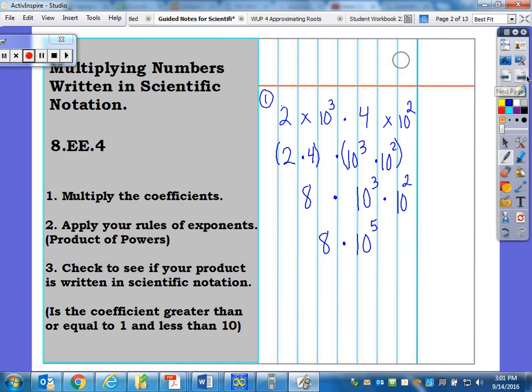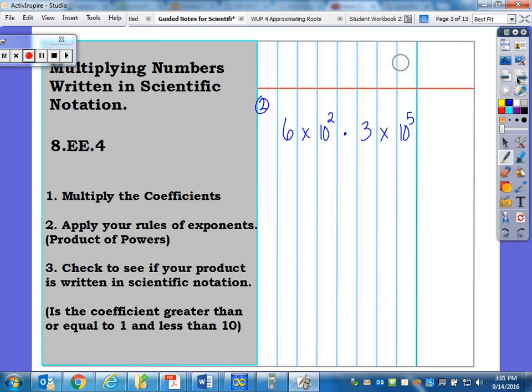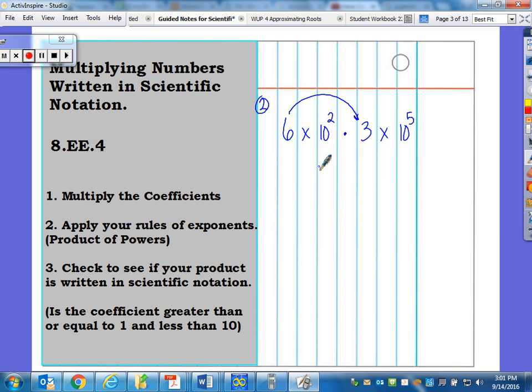Let's take a look at another example. Again, your first step is to multiply the coefficients. When we multiply 6 times 3, we get 18. When we multiply 10 to the second power times 10 to the fifth power, we get 10 to the seventh power.